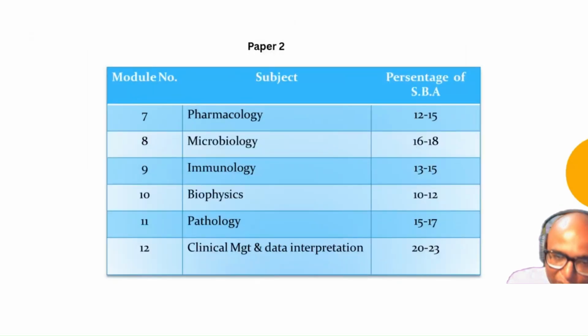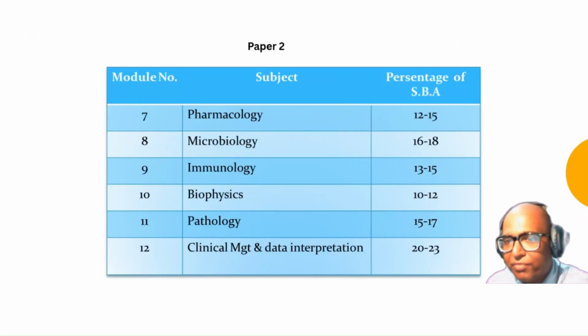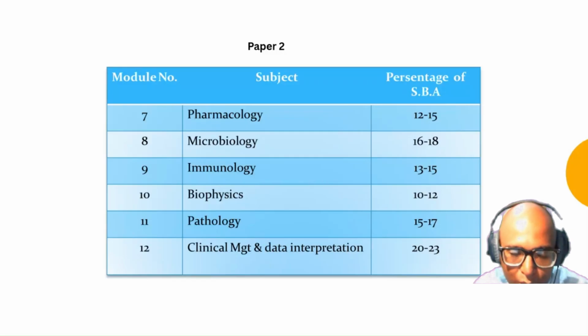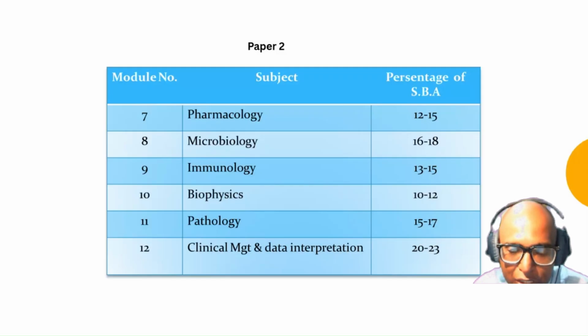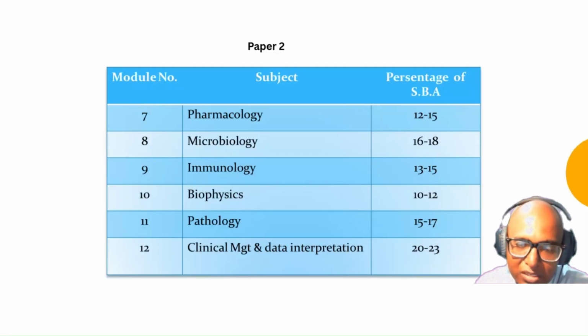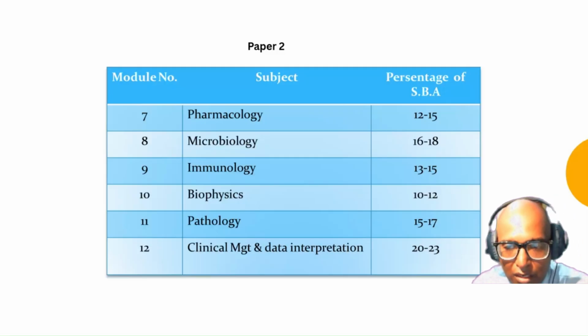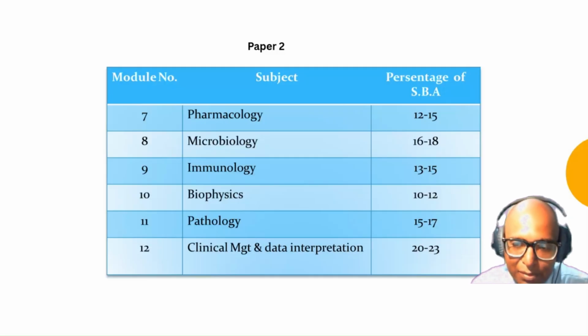Then paper 2 will have pharmacology, around 12 to 15 questions, microbiology around 16 to 18 questions, immunology around 13 to 15, biophysics around 10 to 12, pathology around 15 to 17. Clinical management and data interpretation is also very important. Here you'll be given some report, maybe CTG will be given, maybe ABG report will be given, and you are supposed to make a diagnosis or interpret that particular result, come to a conclusion, or mention the appropriate management. So how you interpret the data which is given to you, and this is around 25 questions.